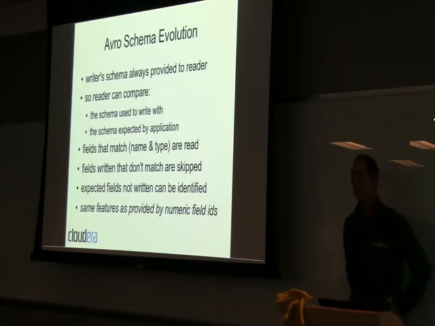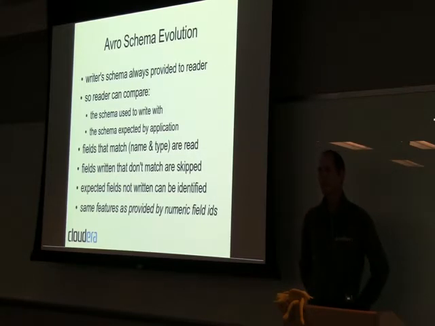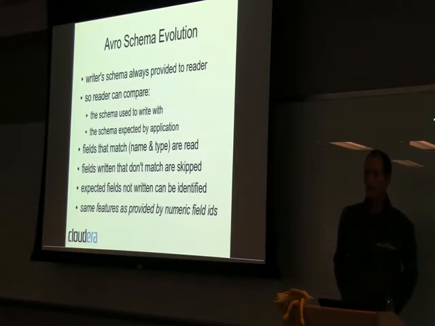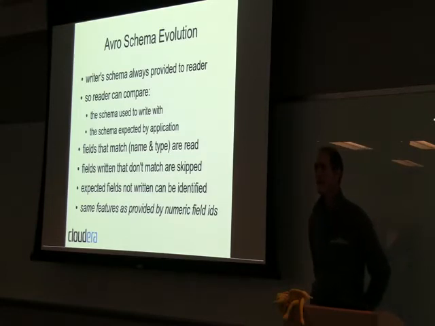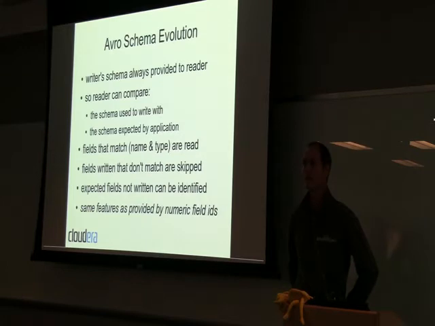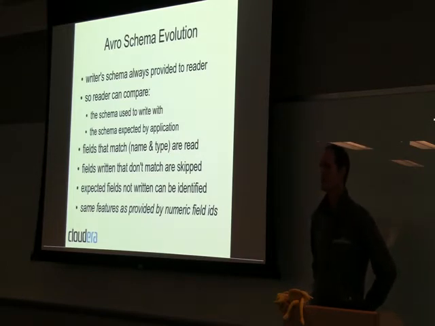But if the data contained a field that you don't expect, you can ignore it. If there's fields you expected that weren't written, then you can identify that, and if you require it and you don't have a default value specified, then you throw an error, or else you use the default value.